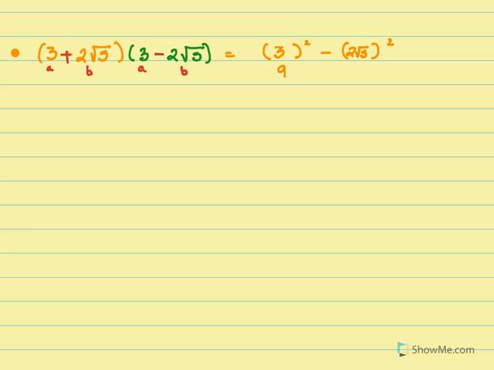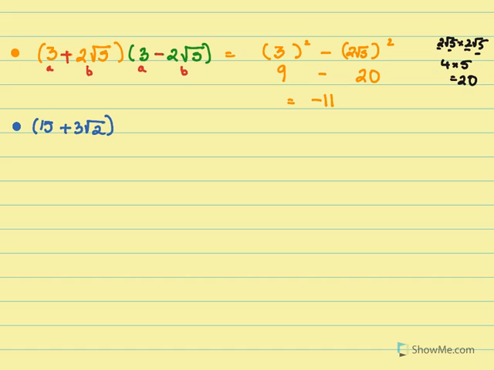Now 3 square is 3 into 3, which is 9, and minus 2 root 5 into 2 root 5. Let me do it here. 2 root 5 into 2 root 5. 2 into 2 is 4. Root 5 into root 5 is 5. So this answer is 20. So here I have to write 9 minus 20, which is minus 11.